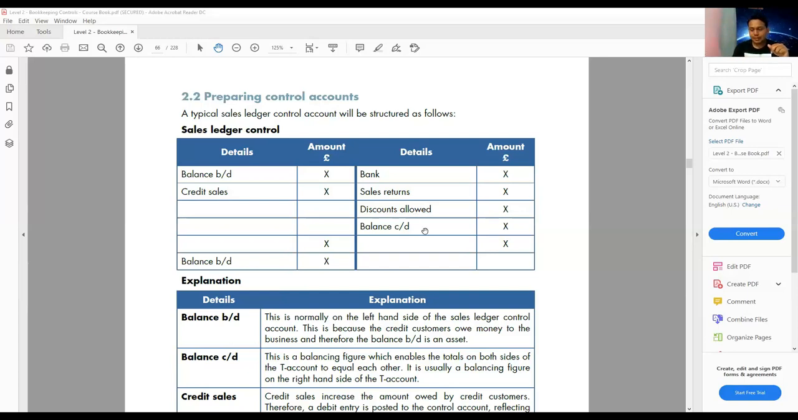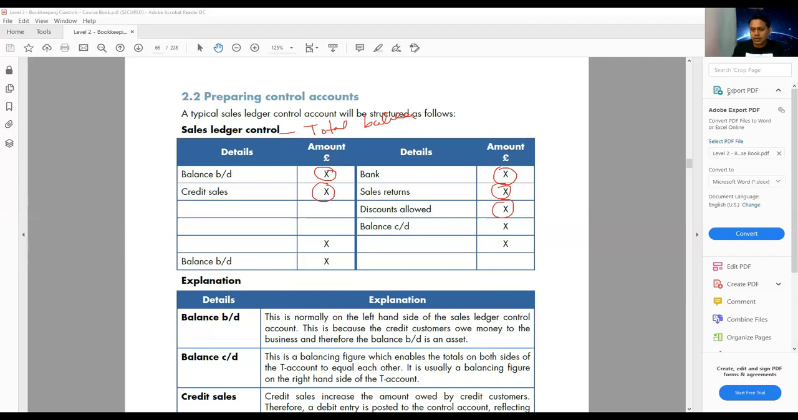So when I say the opening balance here, I mean all the balance outstanding from total customers. Then credit sale, how much credit sale we made to all the customers. Bank, how much we received from all the credit customers. Sales return, how much sales return we have during the period from all the customers. Discount allowed, how much discount totally given to all the customers. So sales ledger control is about total balance. If you can just remember that, sales ledger control means total balance, that will be very, very helpful for you when you do the reconciliation.